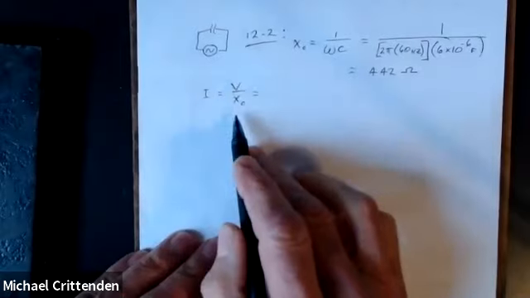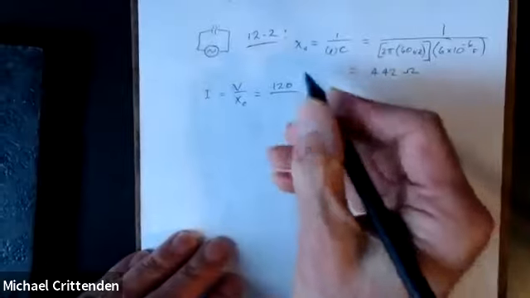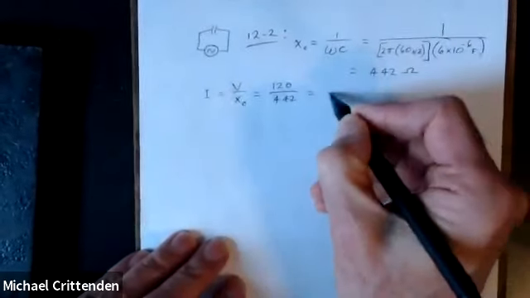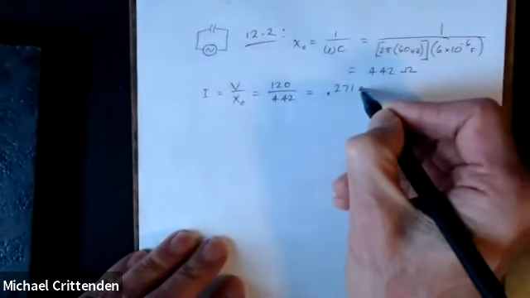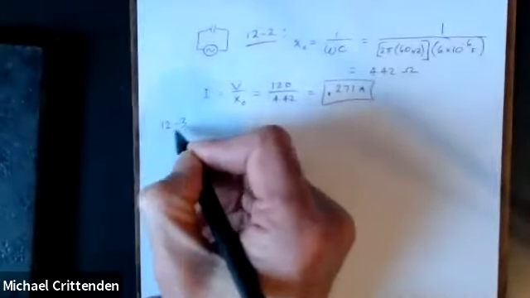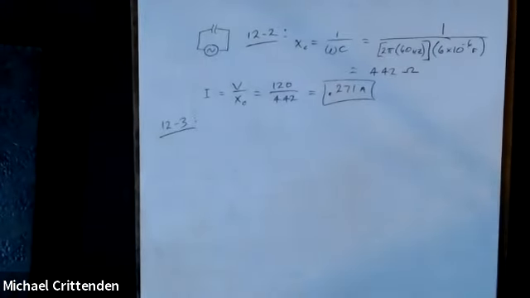Amps equals volts divided by ohms. 0.271 of an ampere. And then I guess it's on the next page. But the third question just says repeat. What if the frequency had been 600 hertz instead of 60?